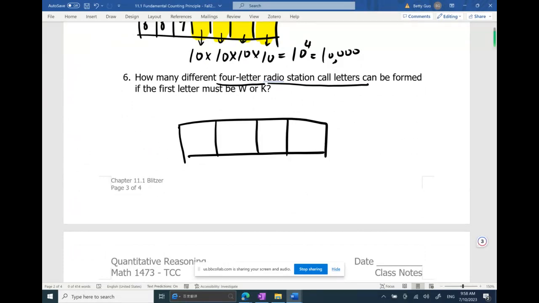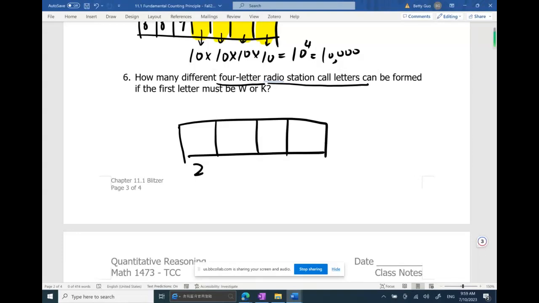So I have 4 steps in this task. This is my task to form a 4-letter radio station call letters. And my first step, first letter. The first letter must be W or K. How many options do we have? It is given. It tells you the first letter must be W or K. So the first step of the task only has 2 options.